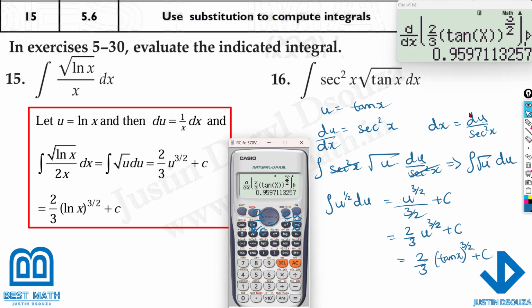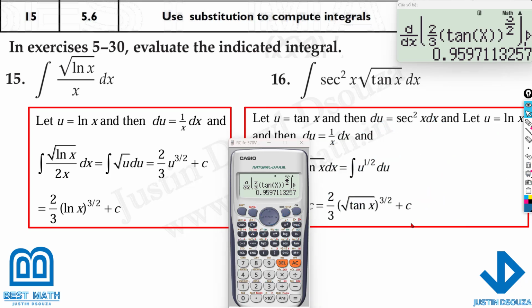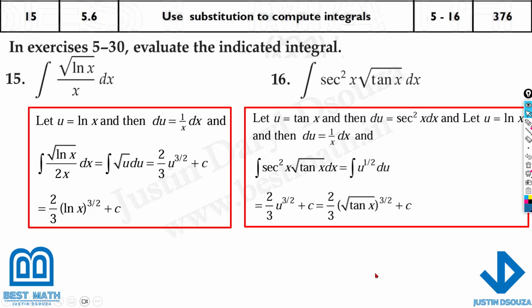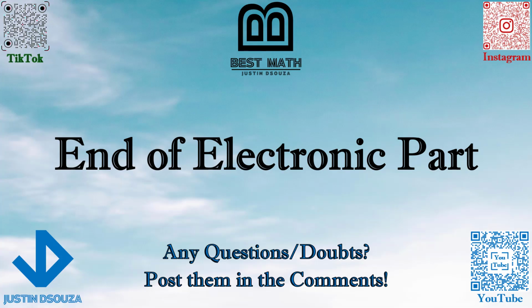So this is how we solve these problems. And this is the error, the square root must not be there over here. And that is the end of all the electronic part questions.